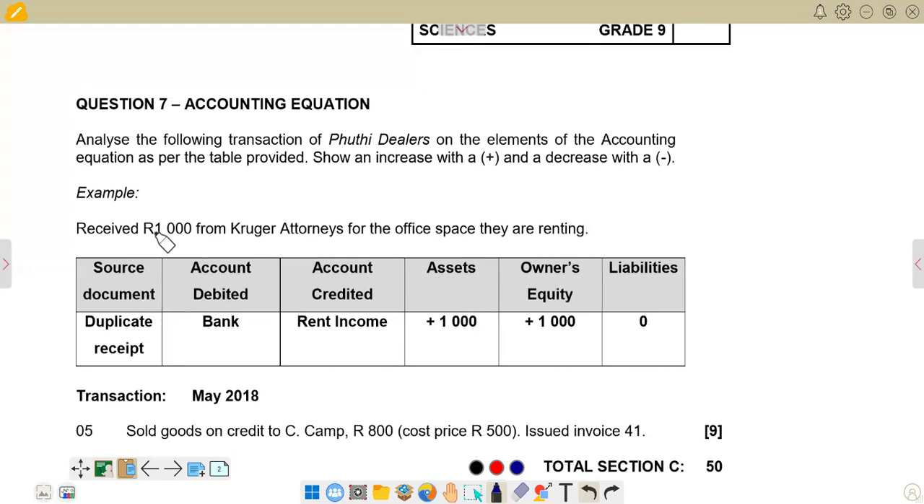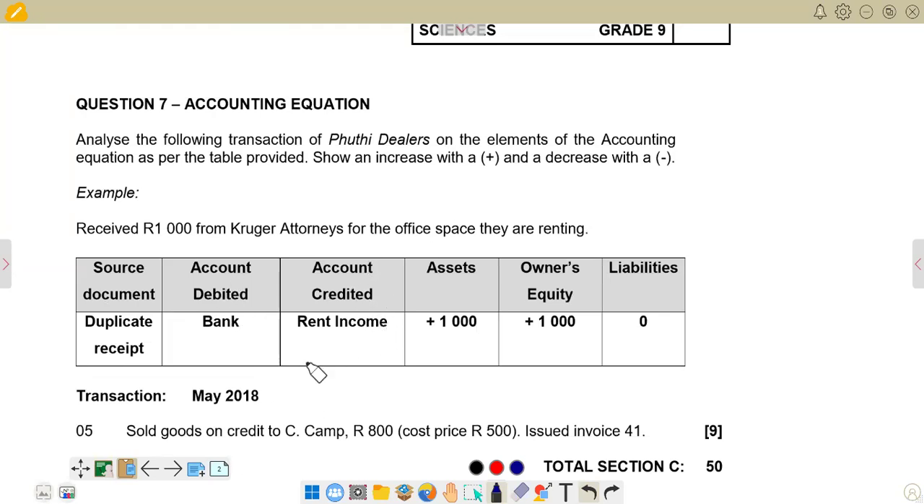In this transaction, the account that is being debited is bank, and the account being credited is rent income. Then we have a positive 1,000 under assets, and it's also affecting owner's equity with a positive 1,000. So remember, whenever we record a transaction, it's going to affect two accounts. In this case, the two accounts are the bank account and the rent income account. Then we have to identify which account is being debited and which is being credited. Here the bank is being debited and the income is being credited.